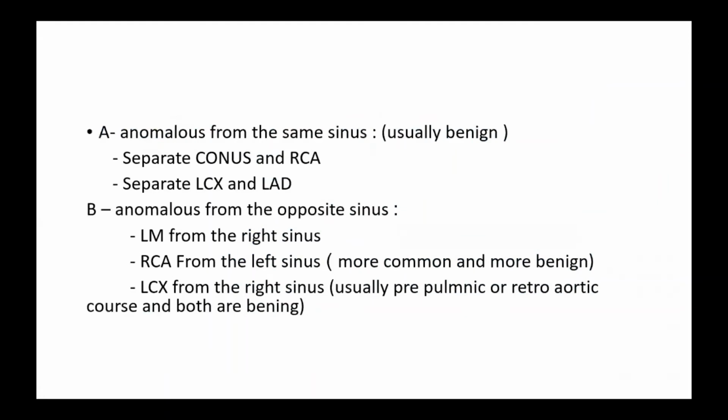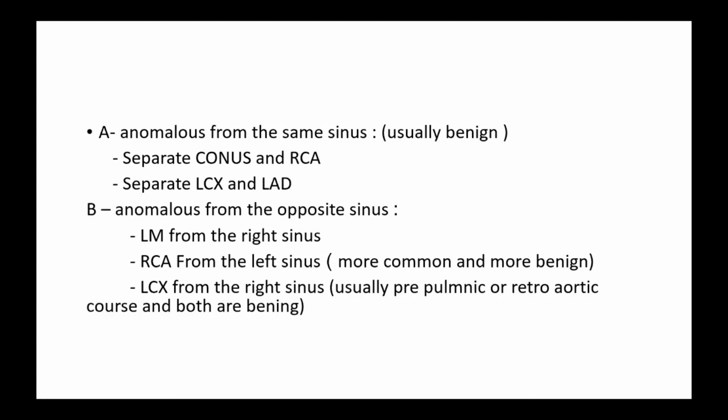The most important thing is that you can divide the anomalies into those from the same sinus, which is usually benign. You can find separate conus from the RCA on the right side, or separate circ and LAD on the left side. That's normal. Anomalous from the opposite sinus means one of the arteries arises from the opposite sinus, like the left main coming from the right, or the RCA coming from the left. The more common is the RCA coming from the left sinus, or the circ coming from the right sinus.